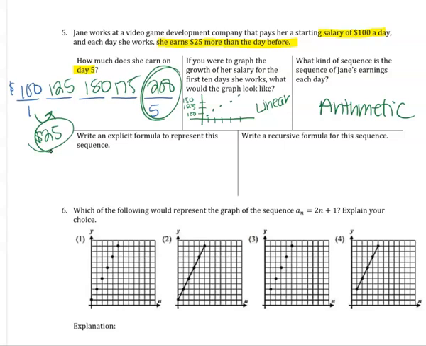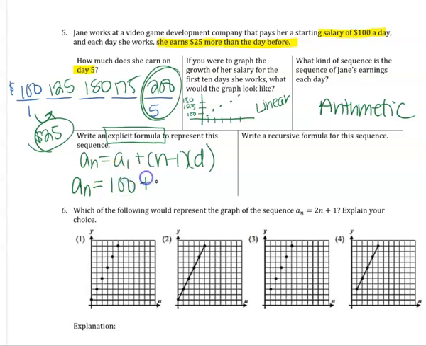So let's now define Jane's salary using an explicit formula. That's my formula: a sub n equals a sub 1 plus n minus 1 times d, from our previous page of notes. All right, now let's plug in what we know. Day 1, she's earning $100. She's earning an additional $25 each day.